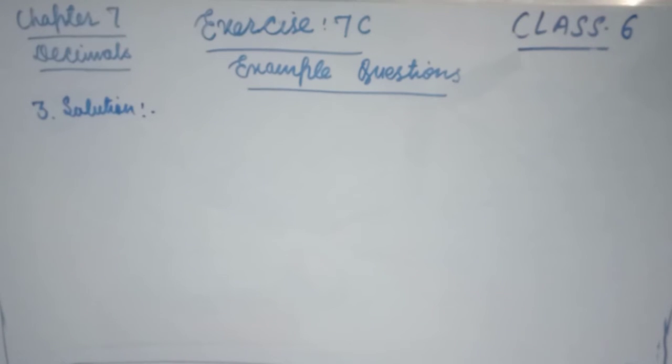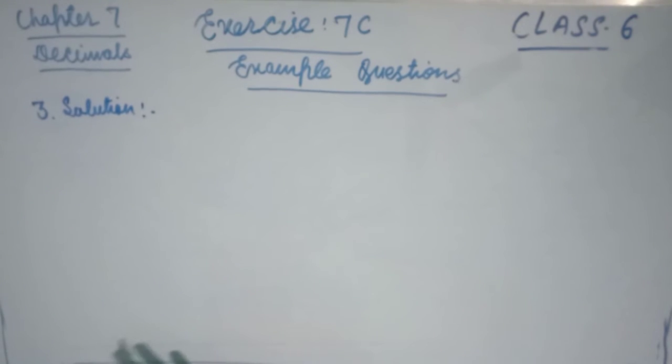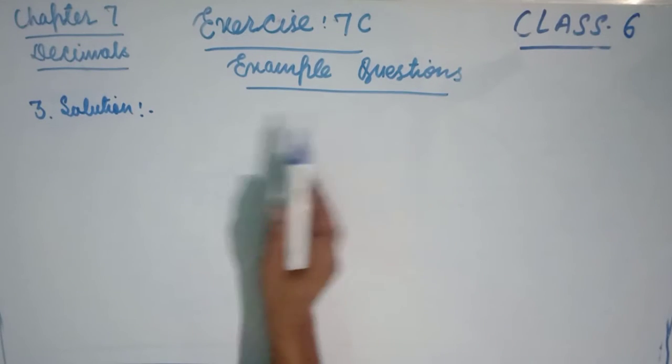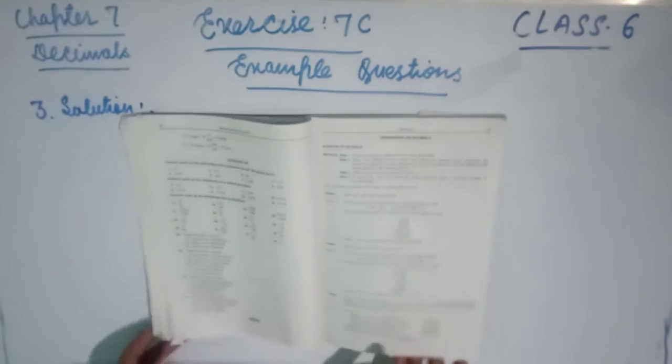Friends, in this video lecture, we will cover some exercise questions as well as example questions of chapter 7. The chapter name is decimals. This is exercise 7c, but right now we will solve a couple of example questions of exercise 7c. So we take question number 3 here.